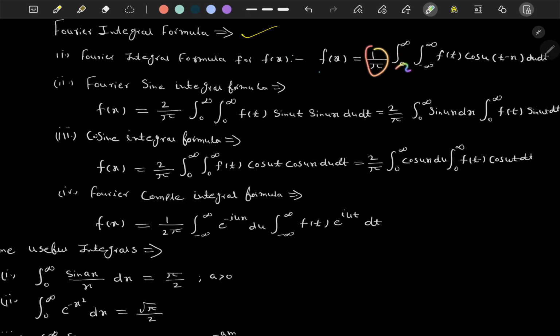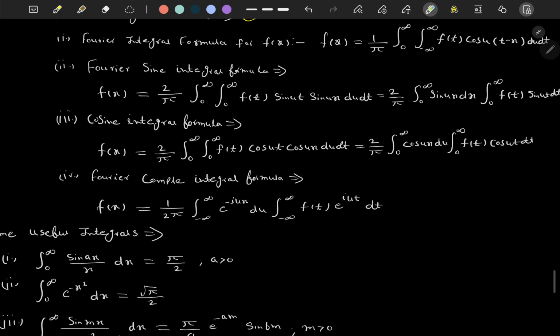1 over pi, integral 0 to infinity, then minus infinity to plus infinity, f of t, function of t, and cos u(t minus x), du dt. This is the Fourier integral formula. Now the Fourier sine integral formula: 2 over pi, 0 to infinity, f of t sin ut and sin ux, du dt, and we can do the integration separately also with respect to t and x.